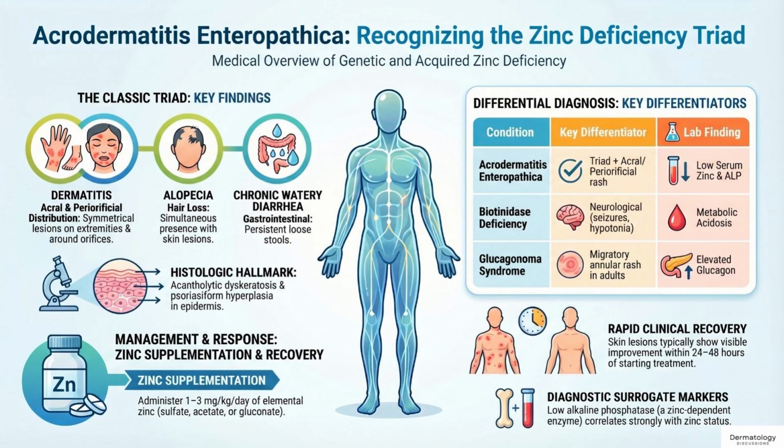We've covered the triad of dermatitis, alopecia, and diarrhea. We've explored the genetics of the ZIP4 transporter and the nuances of the maternal SLC30A2 mutation. We visualized the histopathological wreckage of acantholytic dyskeratosis. We navigated the devious mimickers like biotinidase deficiency and glucagonoma, and we locked in the critical lab pearls regarding albumin and alkaline phosphatase. If you can hold all of those interconnected mechanisms in your mind, you are going to be in excellent shape for the boards and for your patients.